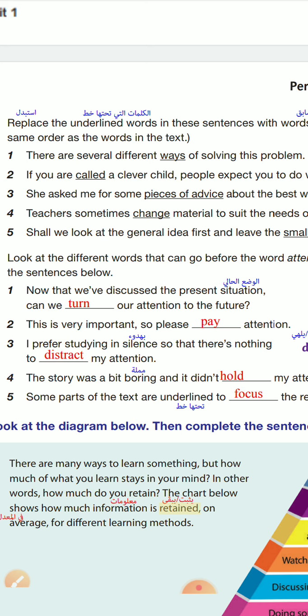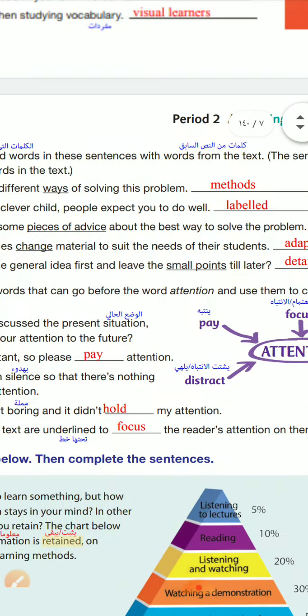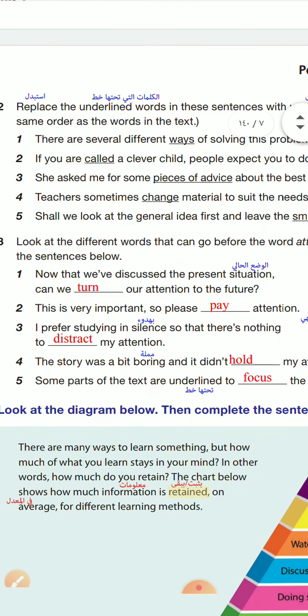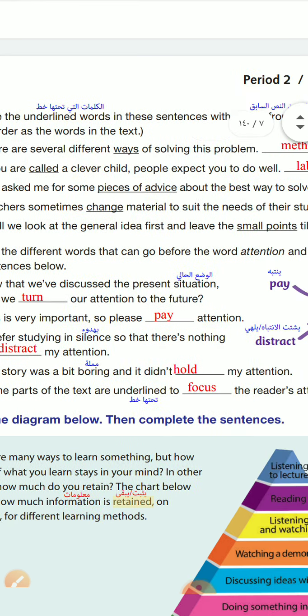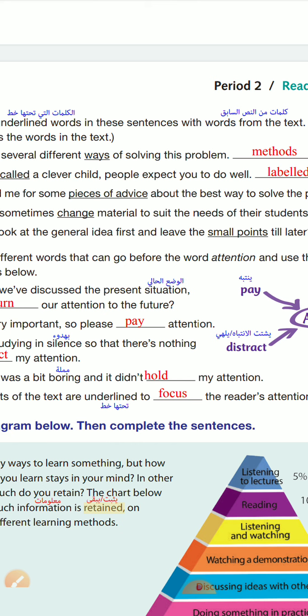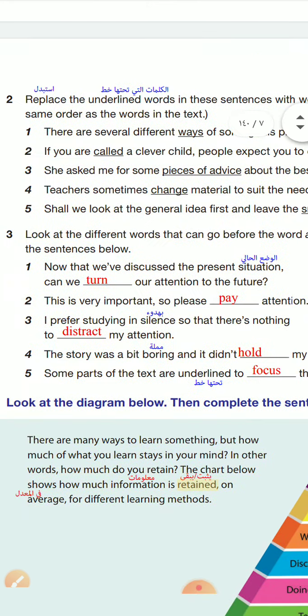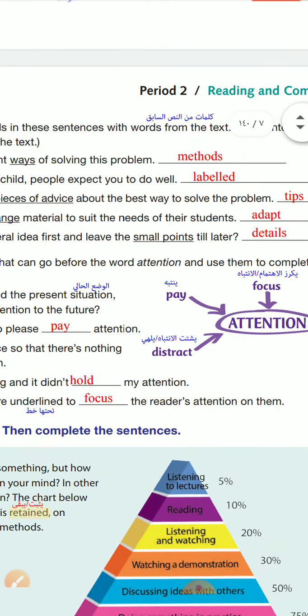Number 1: there are several different ways. في عنا طرق different ways of solving لحل المشكلة. What is a word that means ways in our lesson? Methods, طرق. Number 2: if you are called, لو أنت called a clever child, دعيت أو ناديت على طفل ذكي, people expect you to do well. Called, what does it mean? Yes, it means labeled.